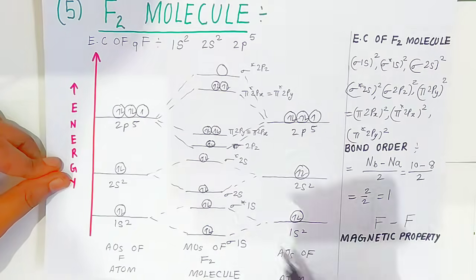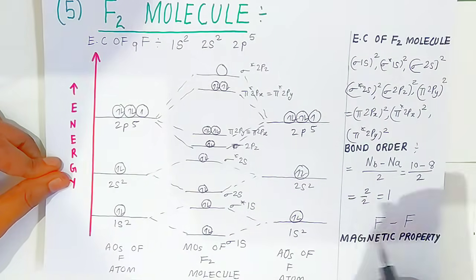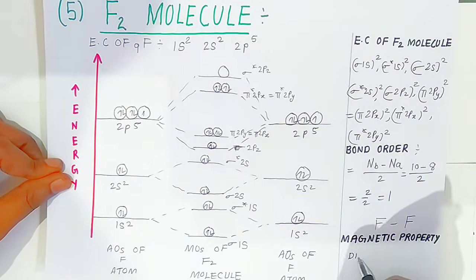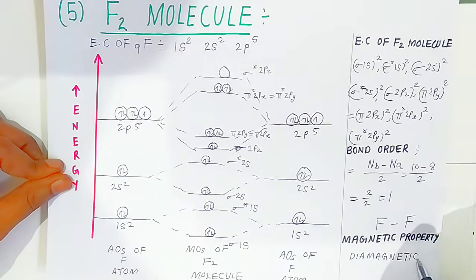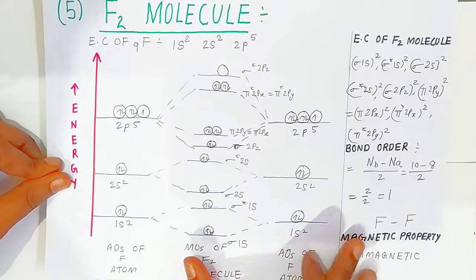Okay students, when you see the magnetic property, because all the electrons are paired, so it is what? Diamagnetic in nature. It is diamagnetic. So it is diamagnetic in nature. This is all about the fluorine molecule.